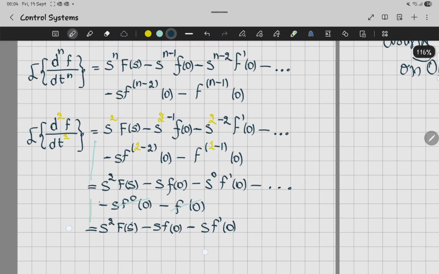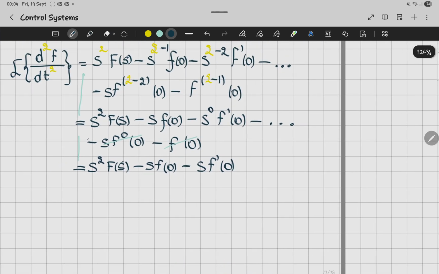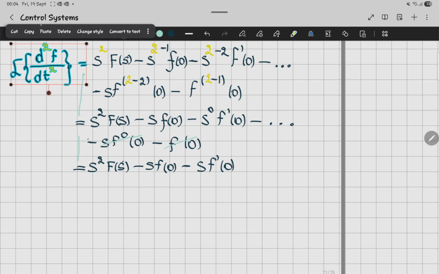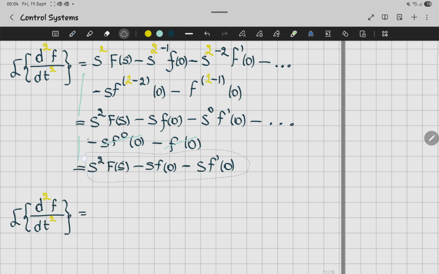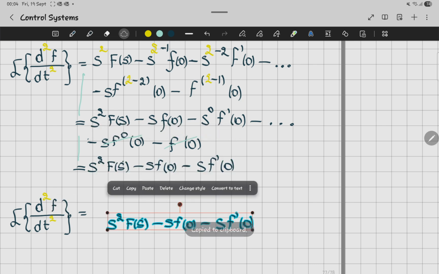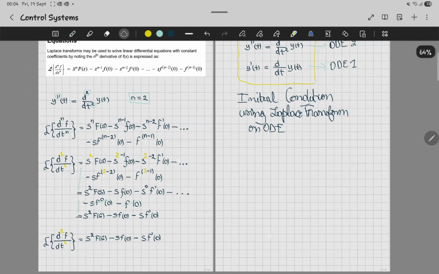So this is what we get from the second derivative. In short, when we work with the second derivative, this is the answer we're going to get. So we have something like this in hand. This is the formula that we're going to use.